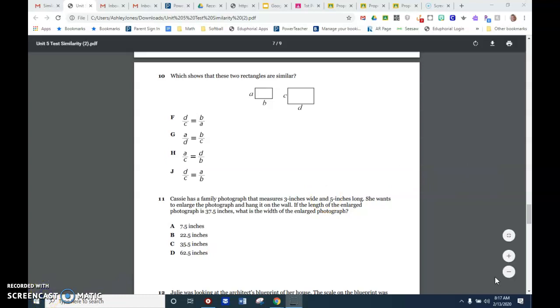Number 10. Which shows that these two rectangles are similar? F. D over C equals B over A. G. A over D equals B over C. H. A over C equals D over B. J. D over C equals A over B.